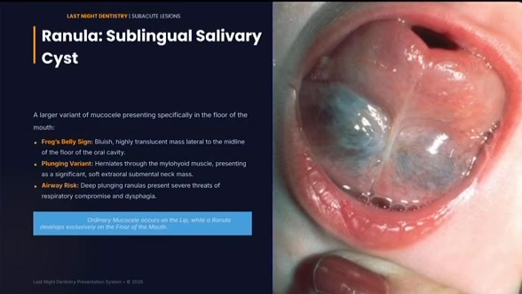Now, coming to the next, ranula, the special form of mucocele. Ranula occurs in the floor of the mouth, lateral to the midline. It has a characteristic frog's belly appearance, a large, translucent, bluish swelling with visible blood vessels on the surface. When it extends through the mylohyoid muscle into the neck, it is called plunging ranula. This can cause neck swelling and, in severe cases, airway compromise.